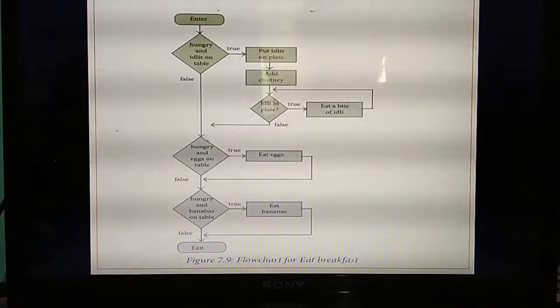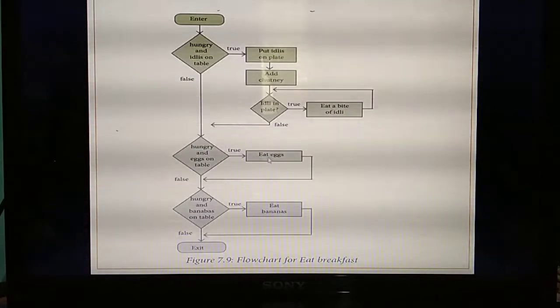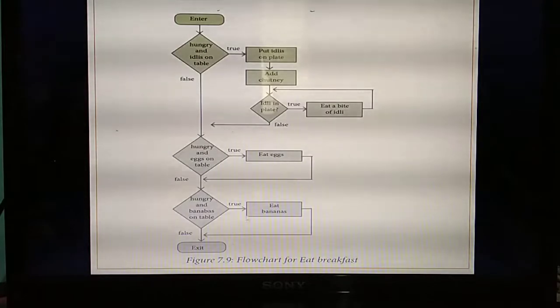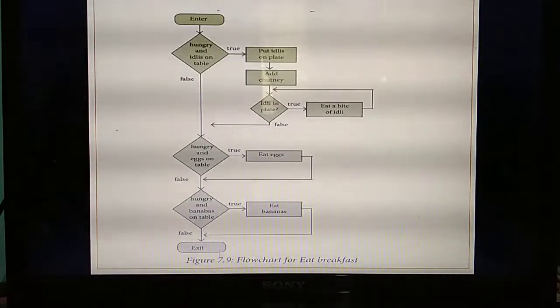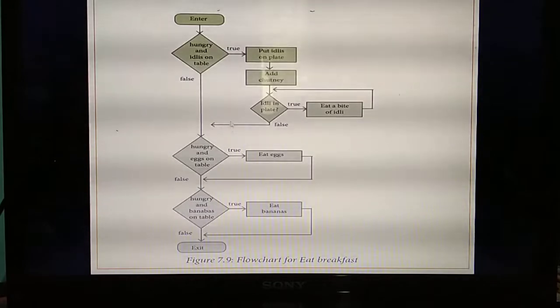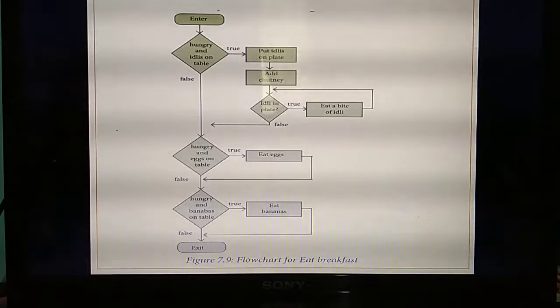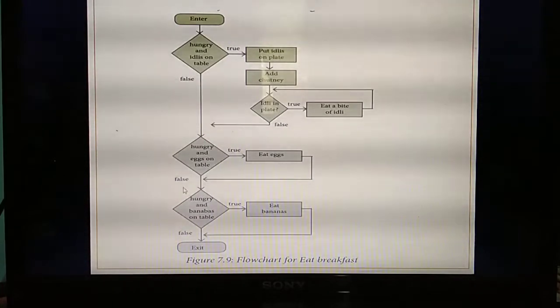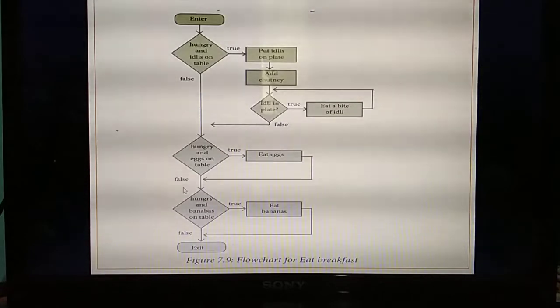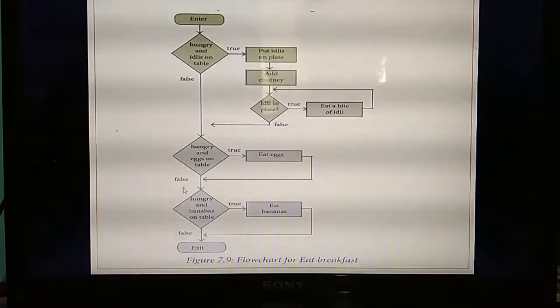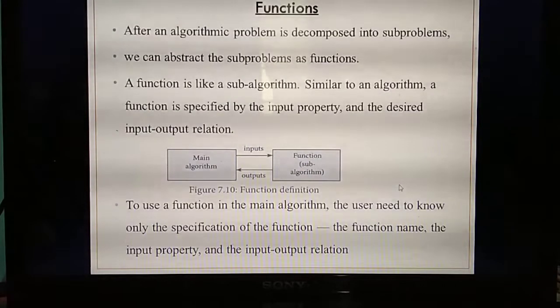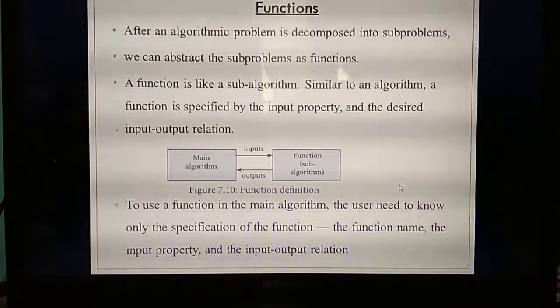Next, hungry and eggs on the table. If egg is there on the table, you need to eat egg. Condition true means egg is there, so eat eggs, otherwise come outside. Next, hungry and bananas on the table. If the condition is true, you can eat bananas, otherwise come outside and exit. Here they have given only one task, a flowchart for only one task: eat idlis alone. But you are able to draw this flowchart for all the tasks. Leave home, you can draw this flowchart. Likewise put on clothes, each and everything you can draw the flowchart like this. But in your book they have given only one. Understand? Yes.